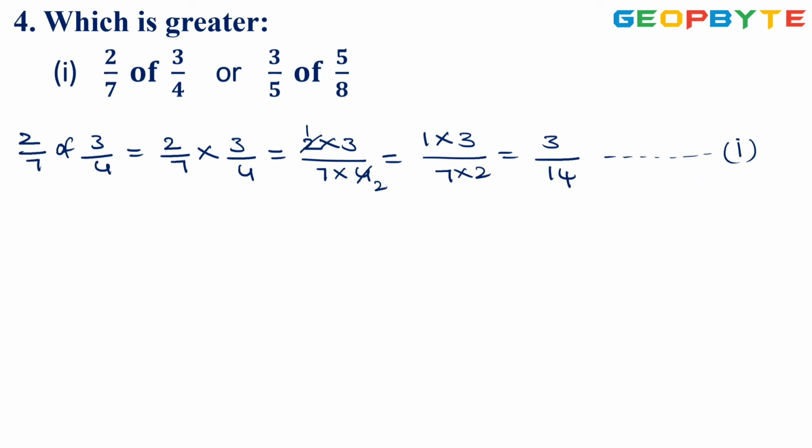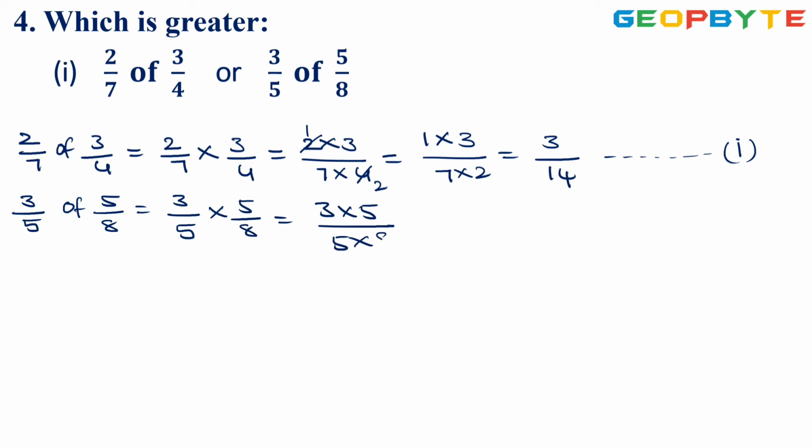Next, second part, 3/5 of 5/8. Again, 'of' indicates that it's a multiplication. So 3/5 into 5/8, which is equal to, by the rule of multiplication of fractions, the product of numerators, that is 3 into 5, by the product of denominators 5 into 8. So here 5 gets cancelled, so we get 3 into 1 by 1 into 8.